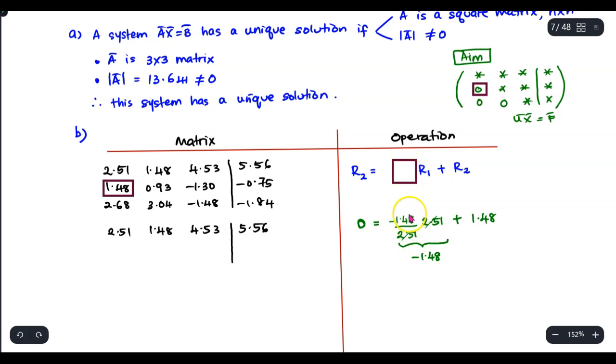This term here is actually what you should have. Of course, we need to have the fraction here. At the top, it should be the element that we wish to be 0. So at the first place here, we want to have 1.48.